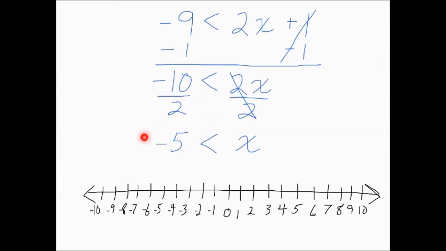And so this is the solution. X is greater than, because it's on the side with the mouth, x is greater than or bigger than -5. So we can graph that simply by putting an open circle above -5 and then shading everything to the right.